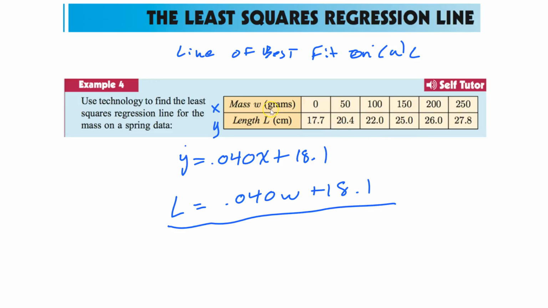I could plug in a weight of a sternogram and figure out how long it's going to be. I could plug in the length and figure out the weight. Okay? All that good stuff. I could figure the correlation, which in this case was 0.99, so very strong positive.